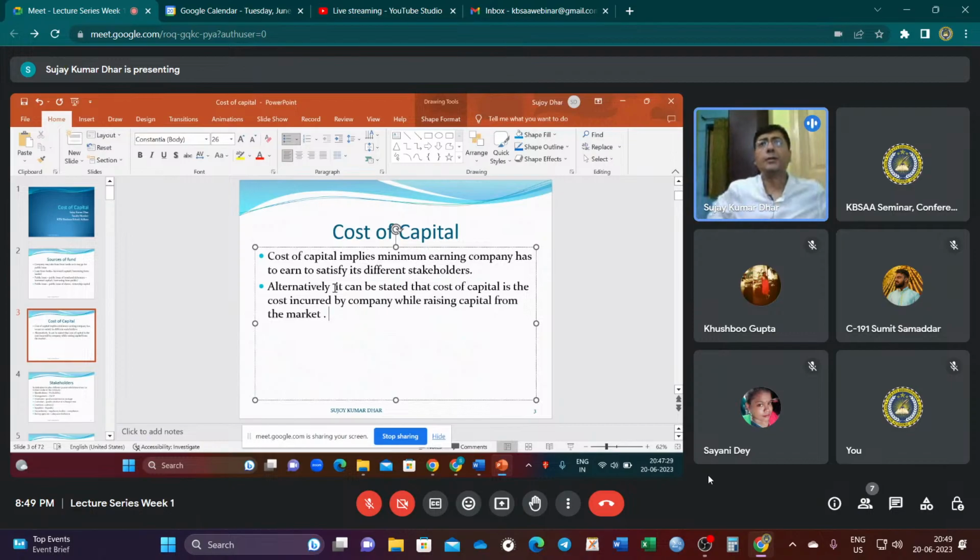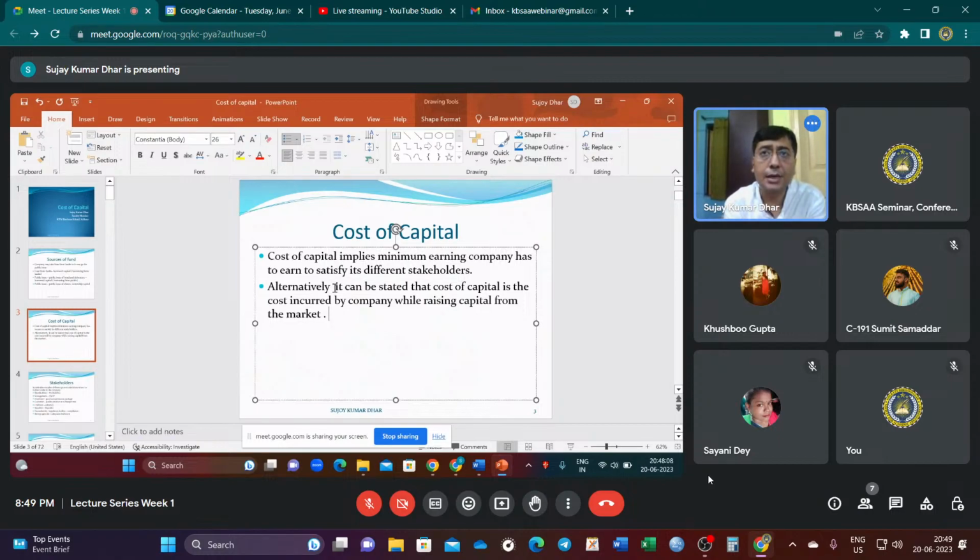If I go for IPO, FPO, right issue, initial public offer, follow-on public offer, right issue, I have to give advertisement, I have to appoint investment bankers, brokerage firms, underwriters, and legal practitioners. So I have to give the fee for advertisement, for lawyers, for merchant bankers, for underwriters. There is a printing fee. I have to print the prospectus.